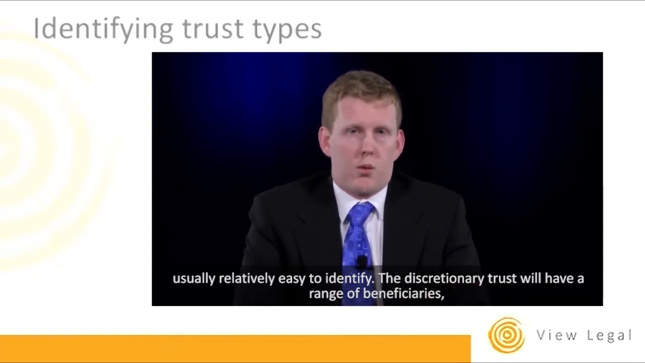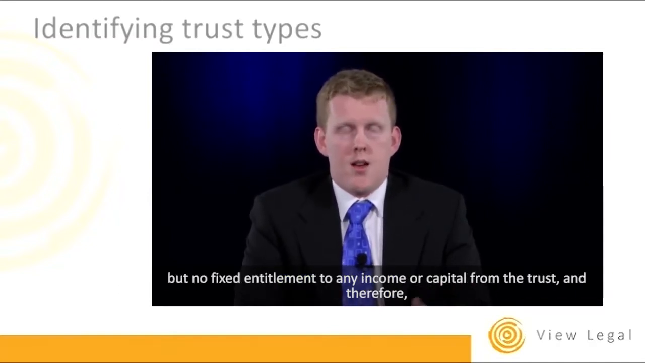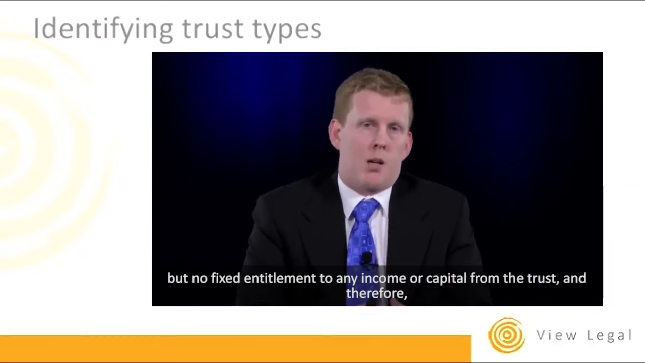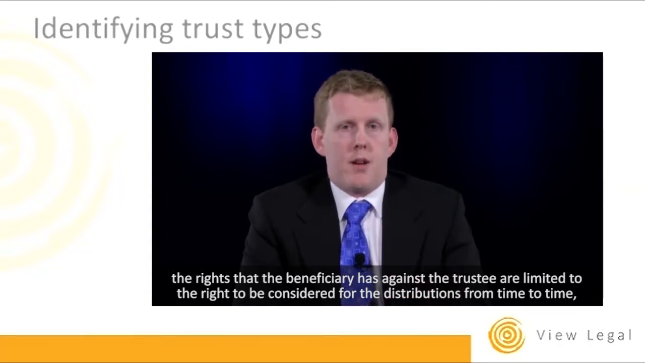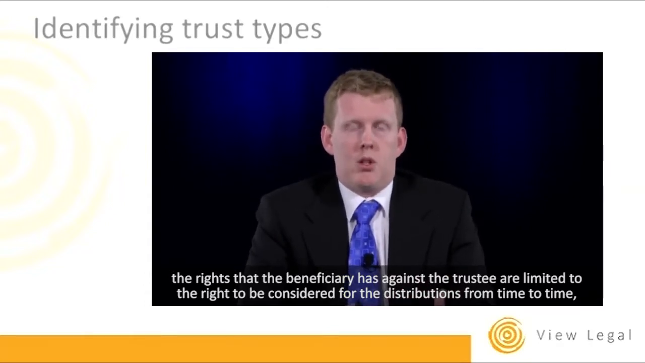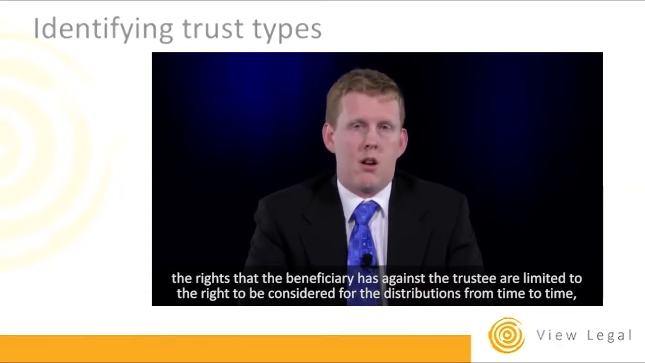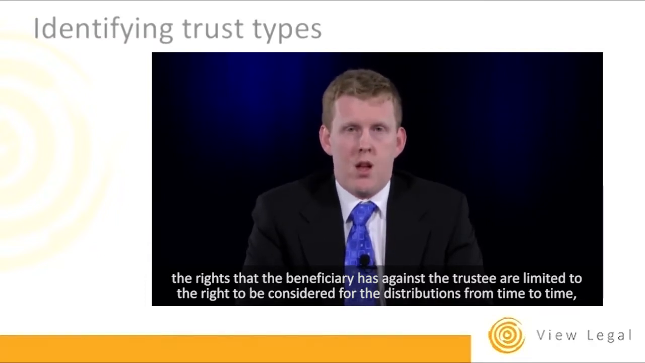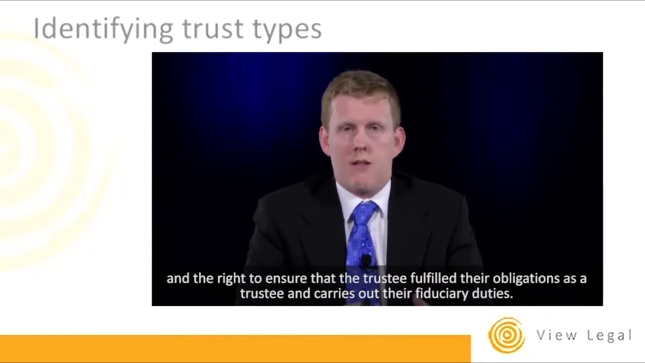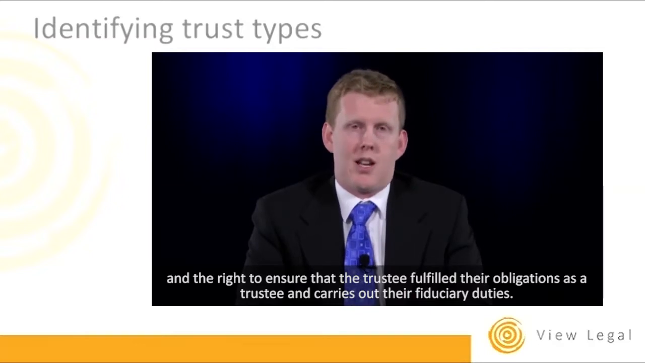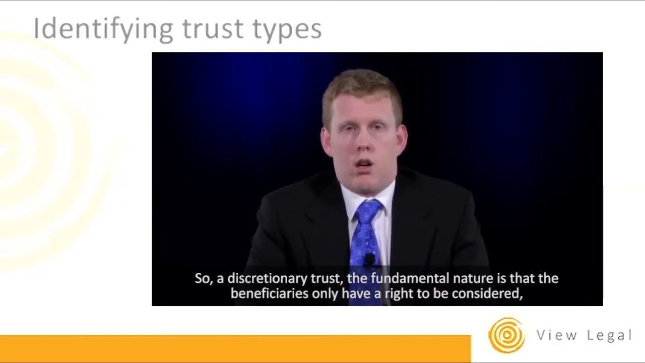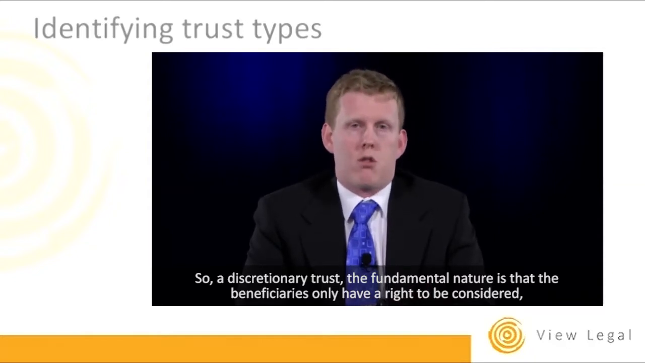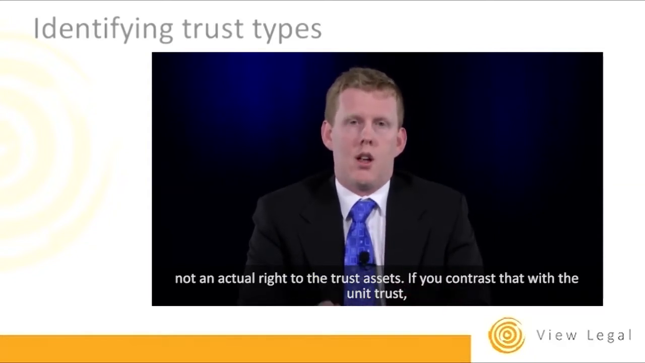The discretionary trust will have a range of beneficiaries, but no fixed entitlement to any income or capital from the trust, and therefore the rights that that beneficiary has against the trustee are limited to the right to be considered for distributions from time to time, and the right to ensure that the trustee fulfills their obligations as a trustee and carries out their fiduciary duties. So a discretionary trust, the fundamental nature is that the beneficiaries only have a right to be considered, not an actual right to the trust assets.